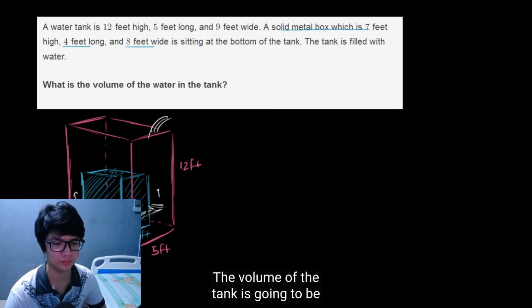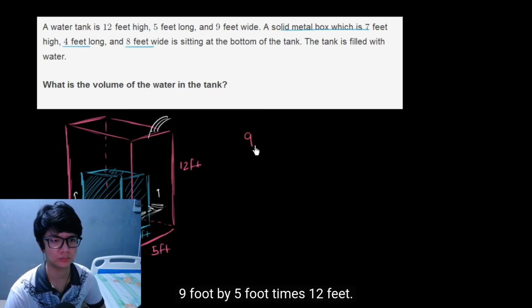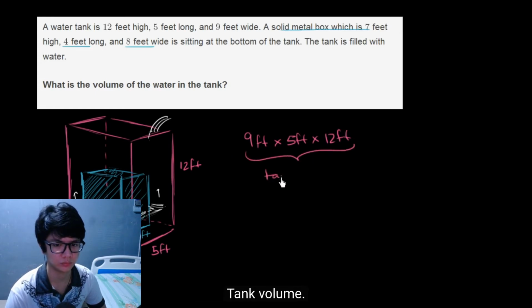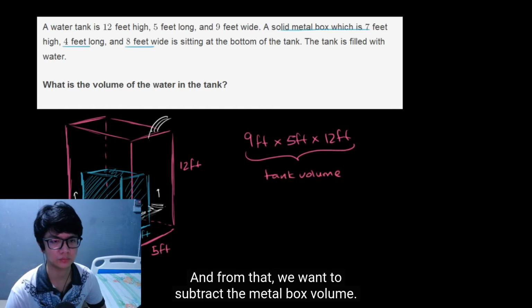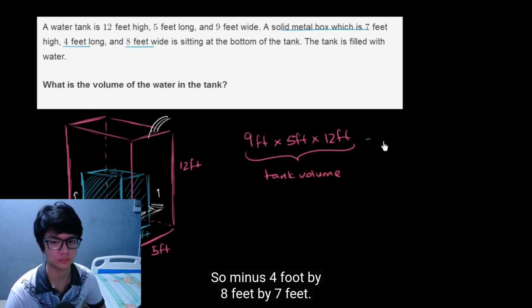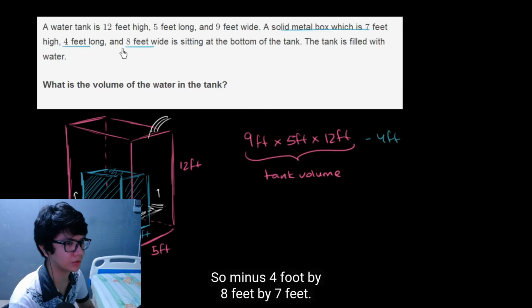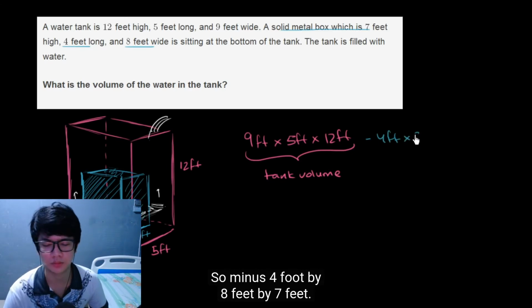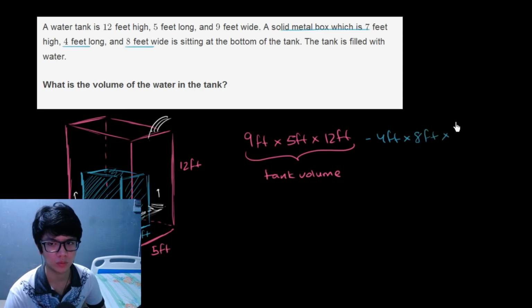The volume of the tank is going to be 9 feet by 5 feet times 12 feet. That's the tank volume. And from that, we want to subtract the metal box volume. So minus 4 feet by 8 feet by 7 feet.